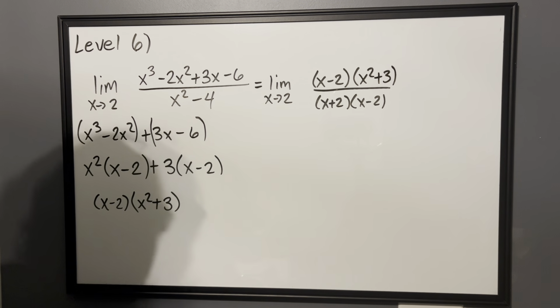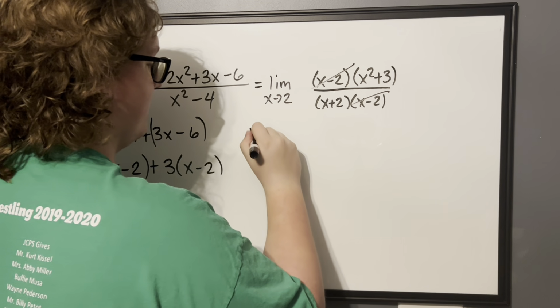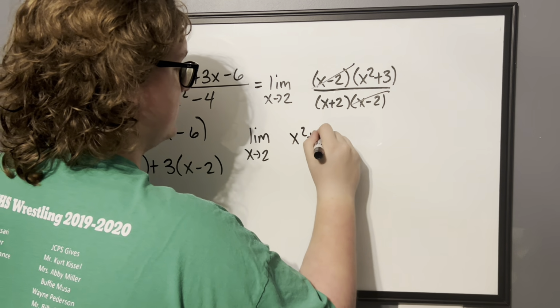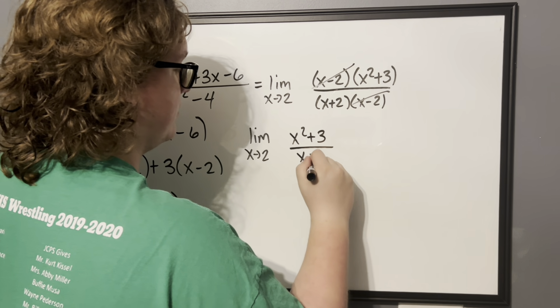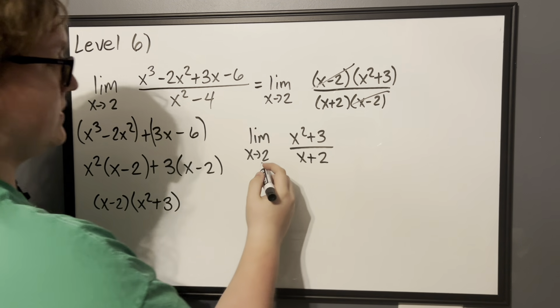And again, you can see it, the x minus 2 cancels. So then we'll have the limit as x goes to 2 of x squared plus 3 over x plus 2. And this one has no issues with dividing by 0. So let's go ahead and plug in 2.